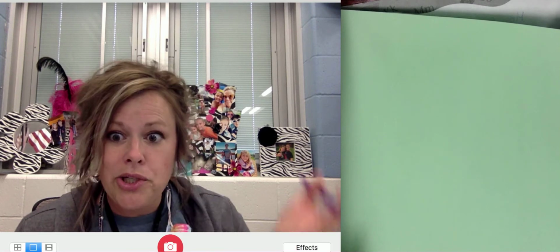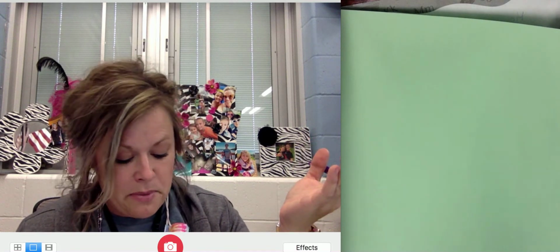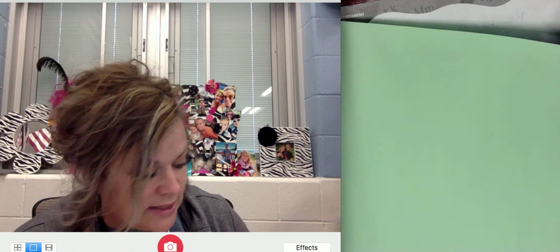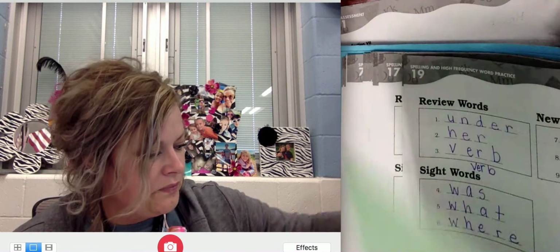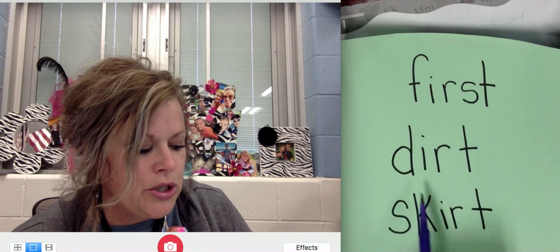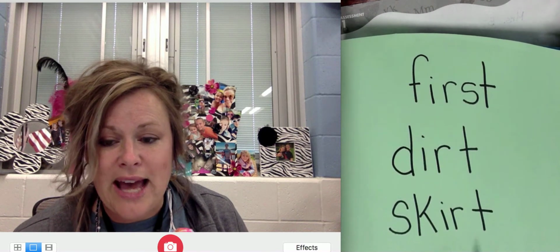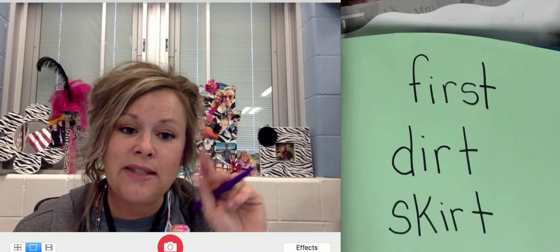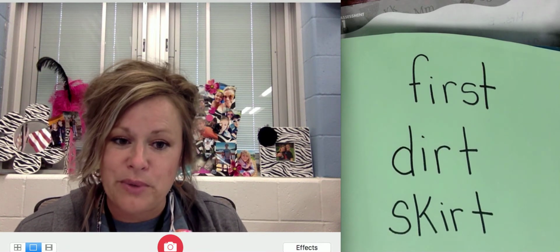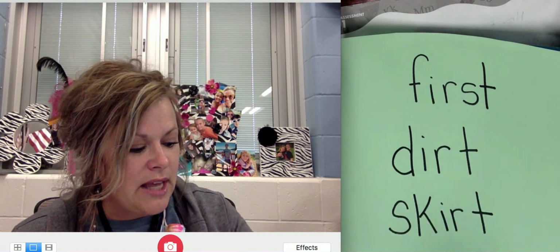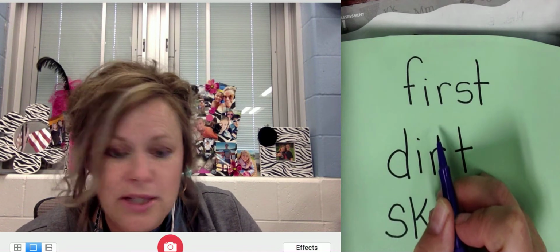Very good. We just learned that is combination ER, but there's also another combination that makes the sound. Let me show you what these words look like, and if you already did the phonics dance, you have a good idea. Here's your words. Here is first, dirt, and skirt. I hear the sound in the medial position. What is the 2 letters that sound like that in the middle of these words? Combination IR. Very good.